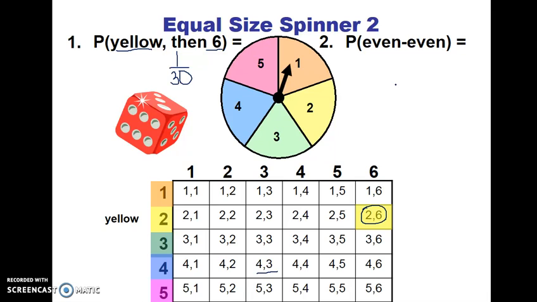So now, out of the 30 total outcomes, how many of them are even, or both numbers are even? There are 6. So I look through my set of numbers and I find that there are 6 outcomes that were even. So that means 6 out of 30, or the probability is 1/5.